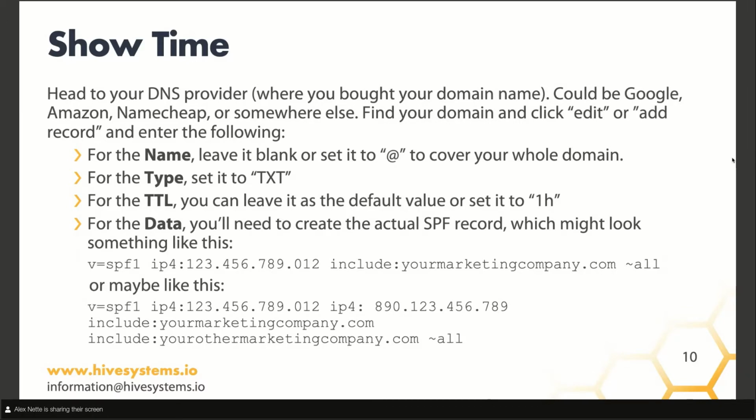And ultimately, you're entering the following. Up first for the name, you'll set it as blank or set it to an @ depending on what your service has as a default. For the type, you'll set it as a text record. And for the TTL, which stands for time to live, you can leave it at the default value or set it to 1 hour. For the data piece, this is where all of the work from earlier comes into play. This is where you'll actually create the SPF record. And so it might look something like these two examples.